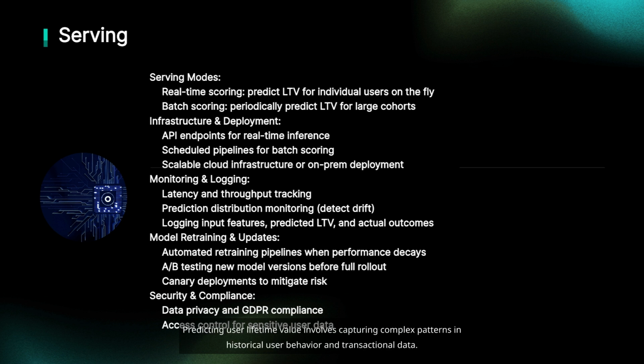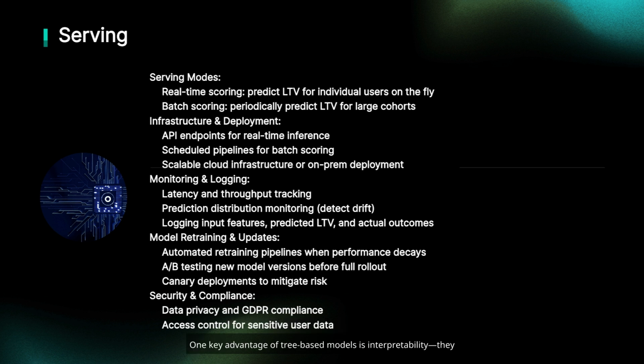Predicting user lifetime value involves capturing complex patterns in historical user behavior and transactional data. Tree-based models like XGBoost, LightGBM, and CatBoost are highly effective for tabular data with heterogeneous features. They can capture nonlinear relationships, interactions among variables, and are robust to missing values. Random forests offer a simpler, more robust alternative for smaller datasets.